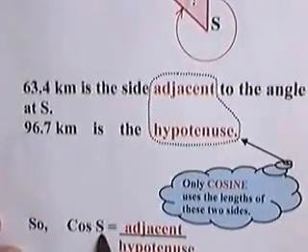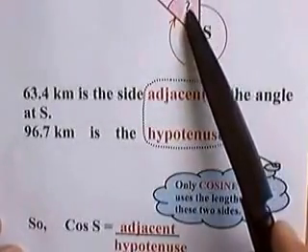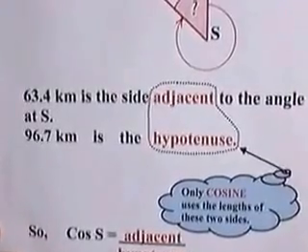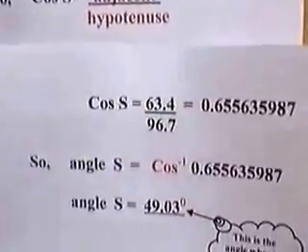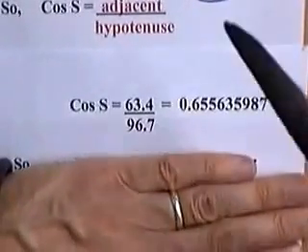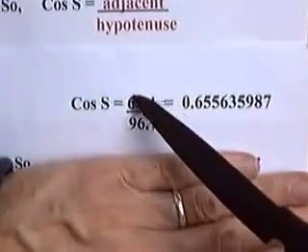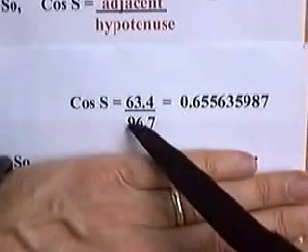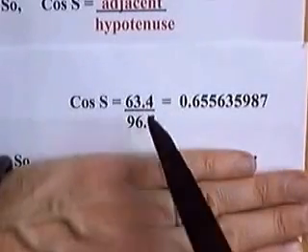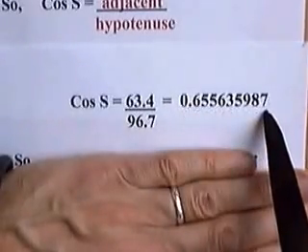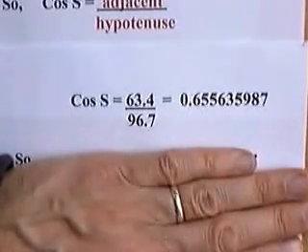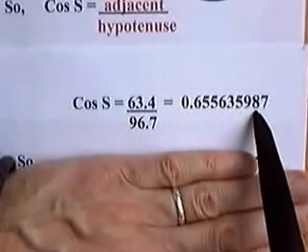So we can write immediately that the cosine of the angle at S, that's that angle there, this pinky one, is equal to the adjacent divided by the hypotenuse. And I can show you that like that. Let's cover that up. The adjacent is 63.4 kilometers and the hypotenuse is 96.7 kilometers. When you divide that using your calculator, you will get this long decimal here. This is the ratio of these two numbers.